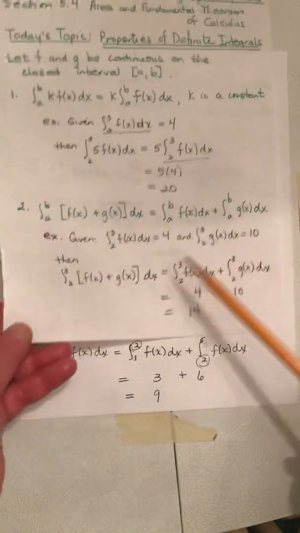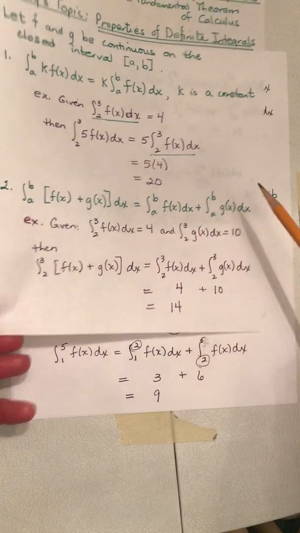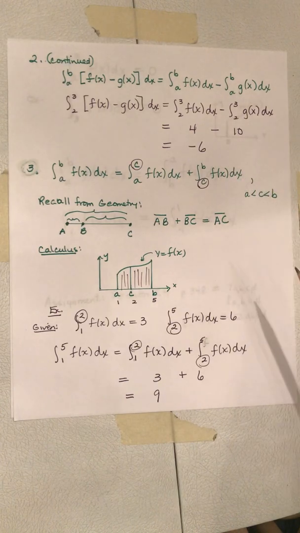If we just look back, the integral from 2 to 3 of f of x dx was 4, and the integral from 2 to 3 of g of x dx was 10. Now we're just subtracting them, so it's 4 minus 10, or negative 6.